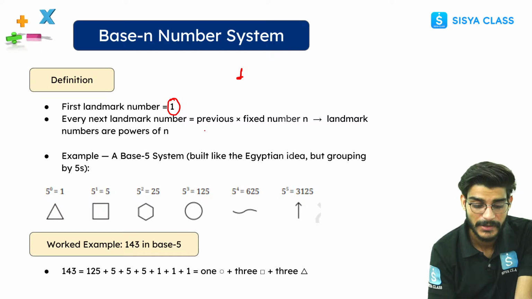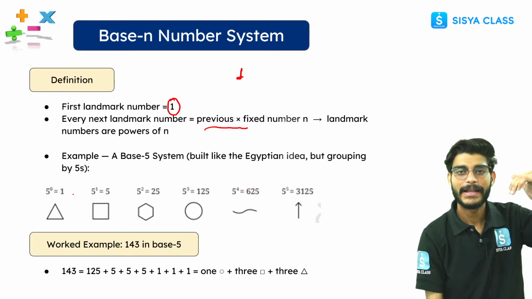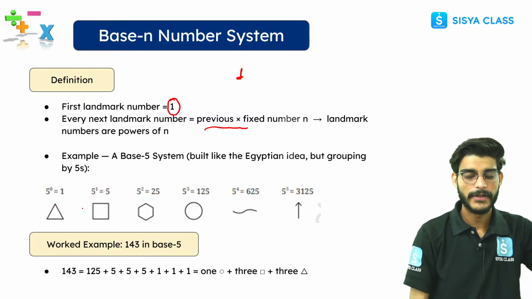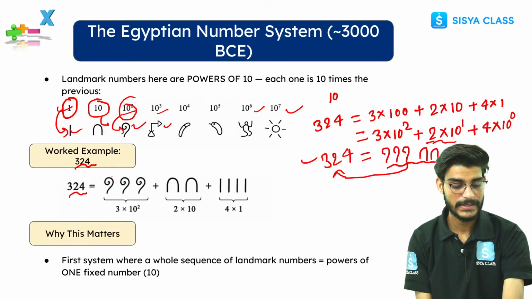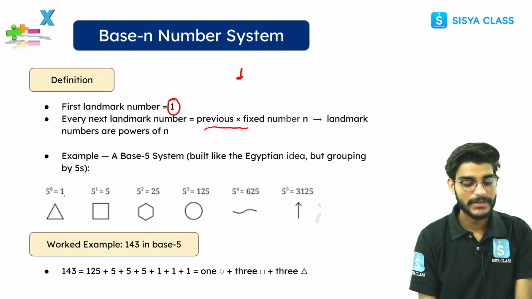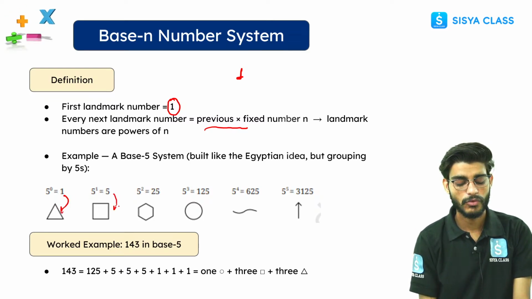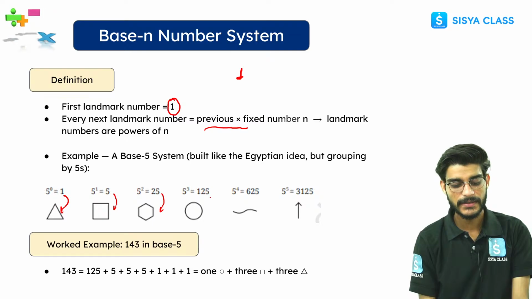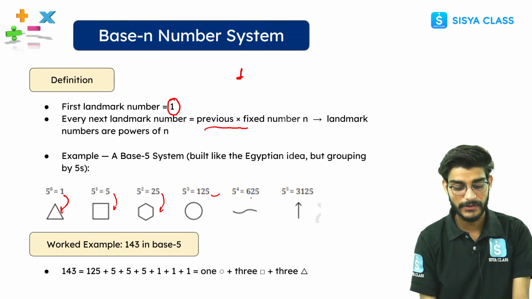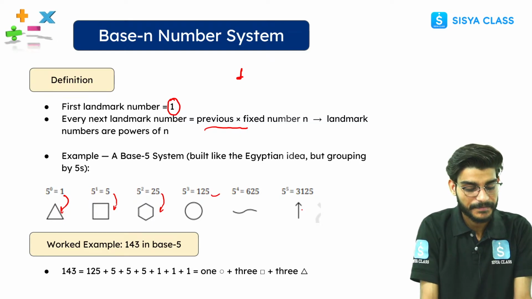Every next number will be the previous into a fixed number. Suppose here the next base I have taken as 5. First it was 10, now I'll take it as 5. So 5 power 0, suppose I have denoted with a triangle. 5 power 1 is a square. 5 power 2 is with this symbol, like a hexagon. 5 power 3 with a circle. 5 power 4 with this notation. 5 power 5 with this notation.